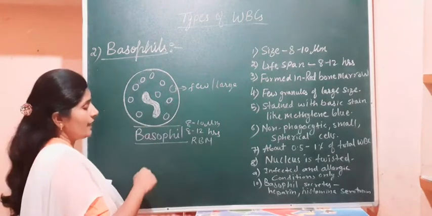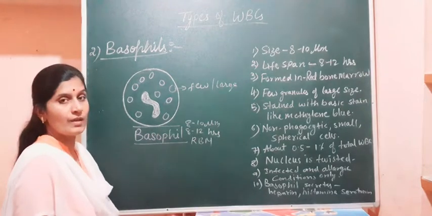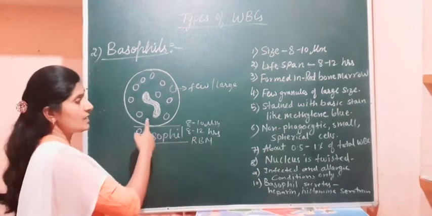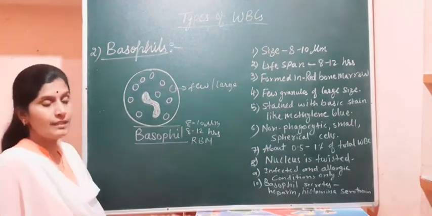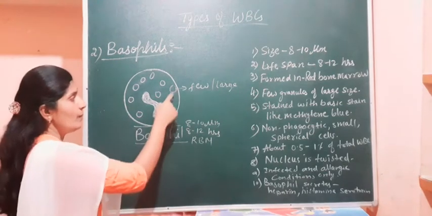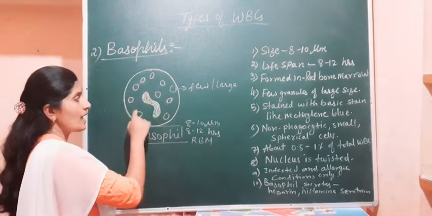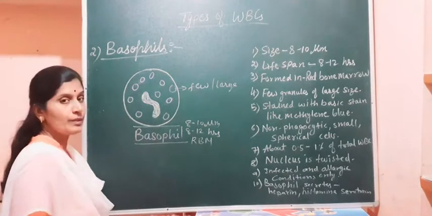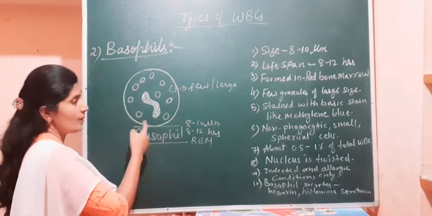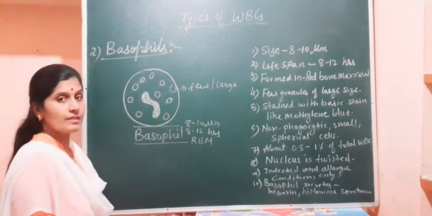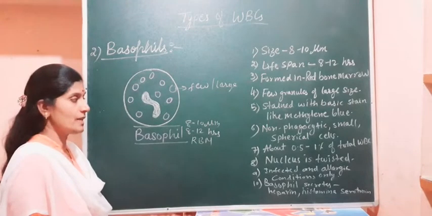Methylene blue is one of the basic dyes. So these cells get stained with the methylene blue, so they are blue in color. These granules turn blue. Methylene blue is a basic dye, and with that dye those get stained.